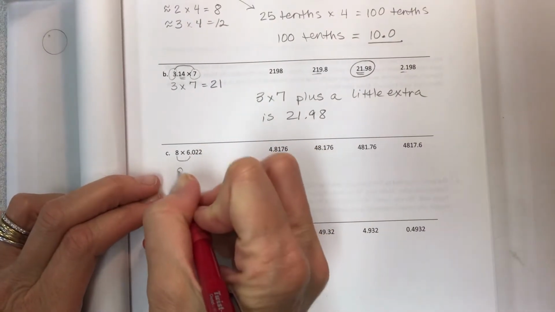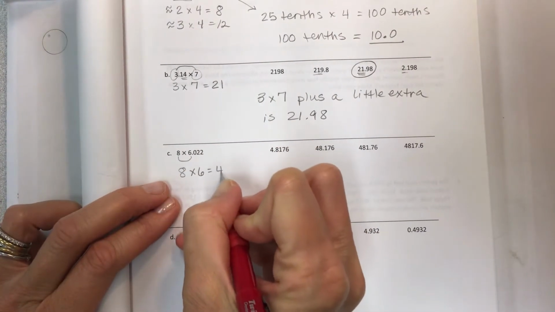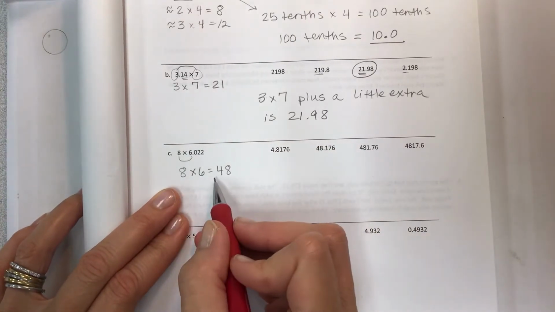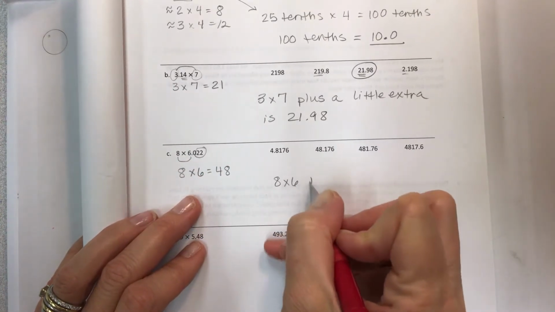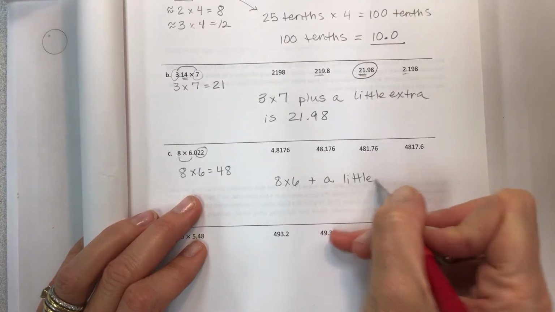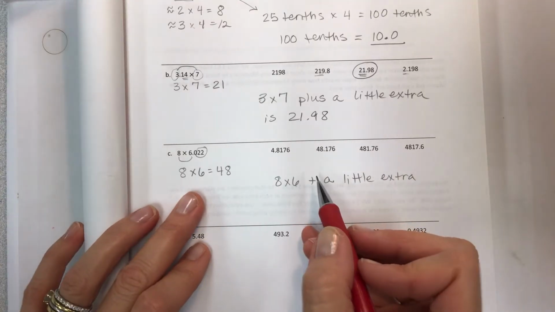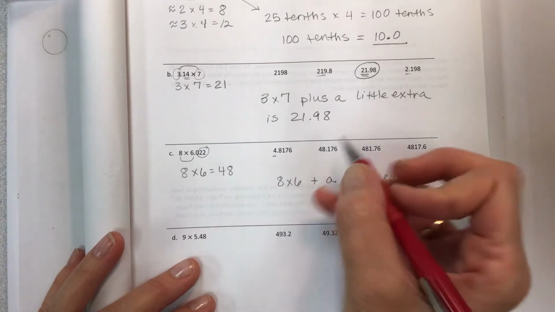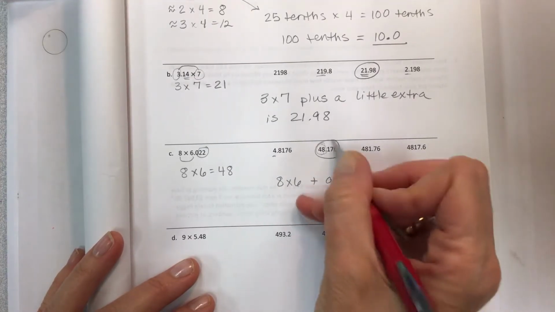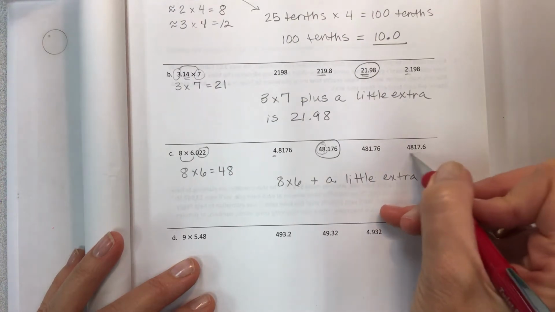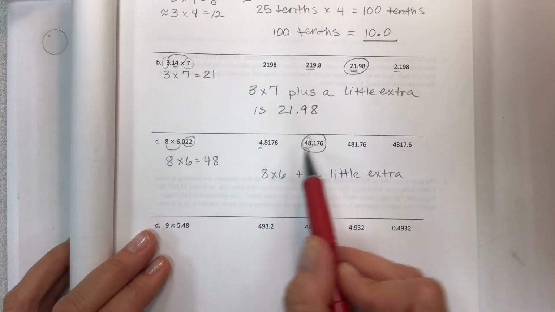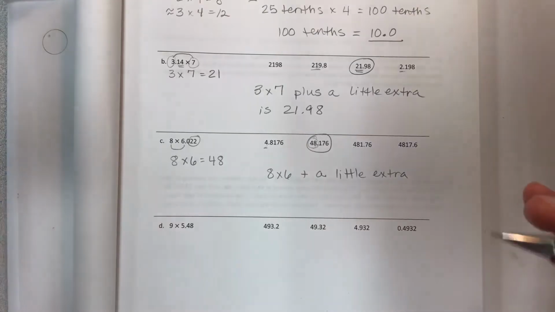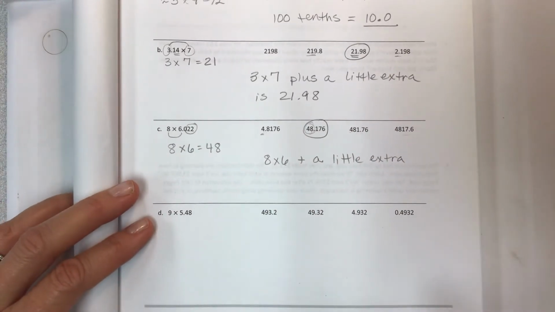Let's do another one. Same idea here, 8 times 6. That is 48. Okay, so when I multiply 8 times 6 and this teeny tiny little amount, it's going to be 8 times 6 plus a little extra. And so what would be the logical choice? 4, too small. 48, yes, that looks about right. 481, really big, way too big. Okay, ridiculously large. Notice the digits are all the same, 48176. It's just the placement of the decimal that they want you to focus on. Okay?